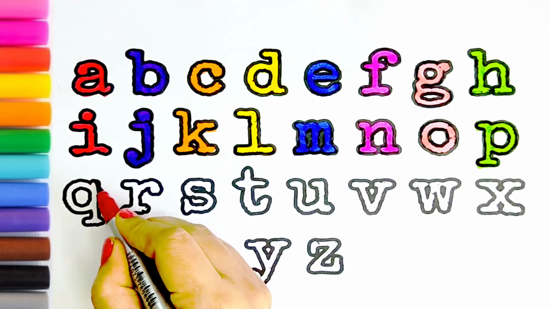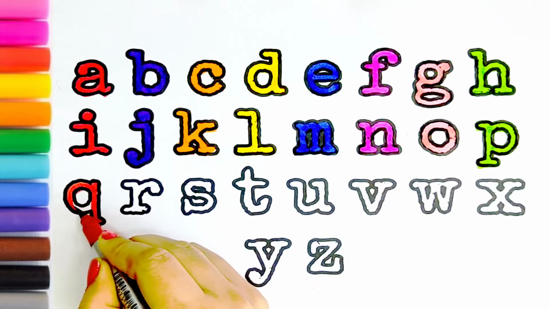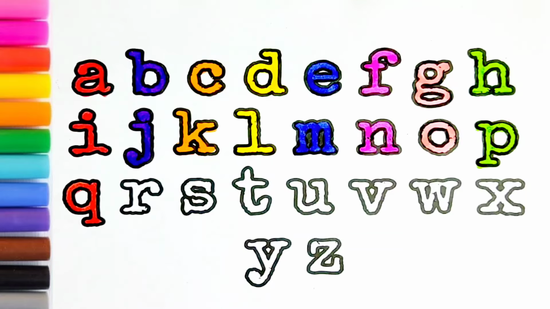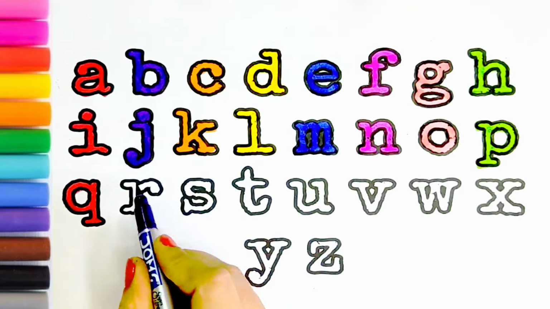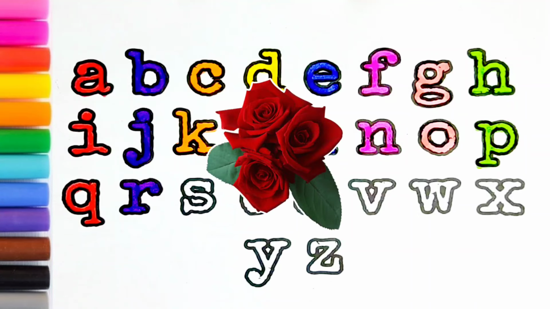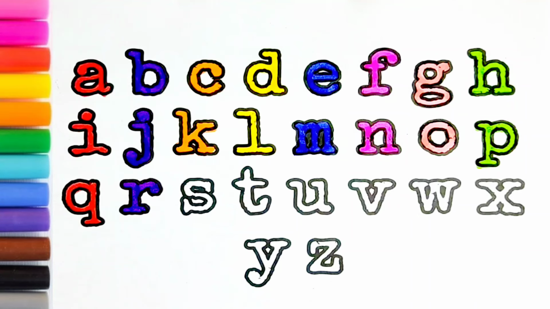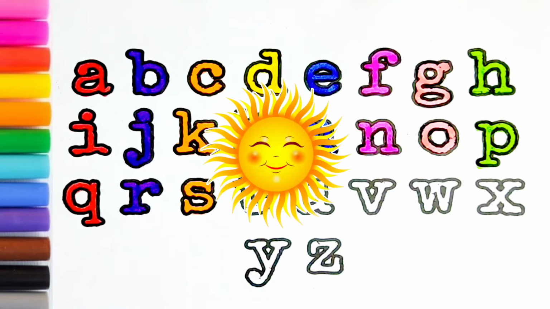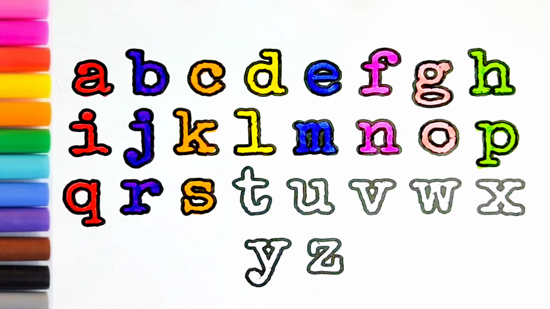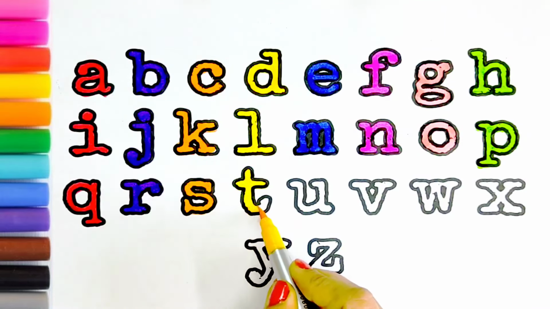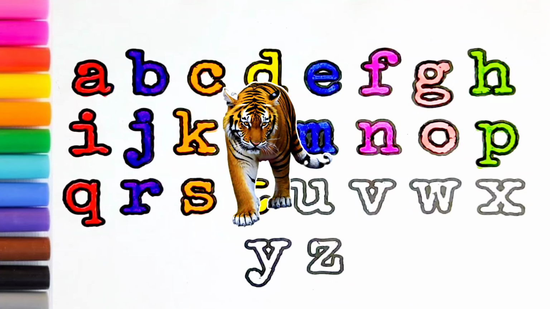Red color. Q. Q for queen. Purple color. R. R for rose. Orange color. S. S for sun. Yellow color. T. T for tiger.